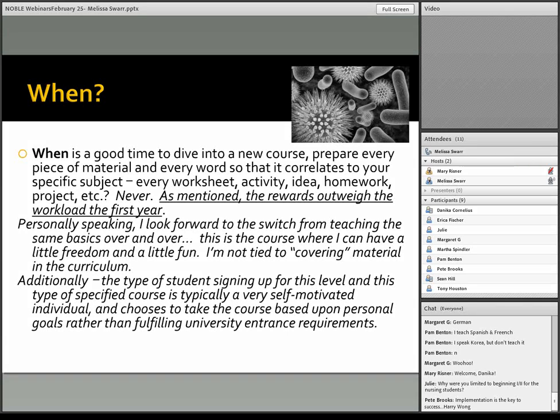The type of student signing up for courses like this, they love the language. They want to use the language. They don't want to walk away and say, "Gee, I took 4 years of Spanish or 4 years of German or 4 years of French, and I don't remember a thing." These are the kids that want to use what they have. So they tend to be very self-motivated students.